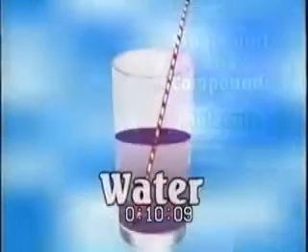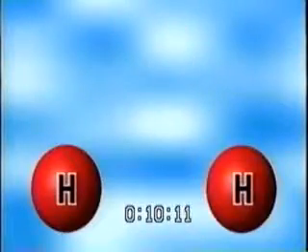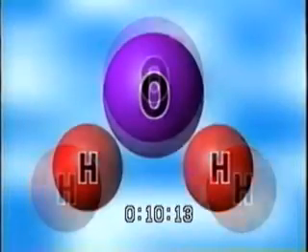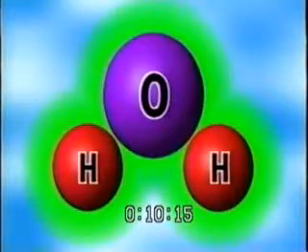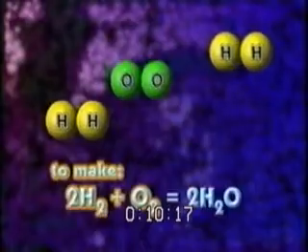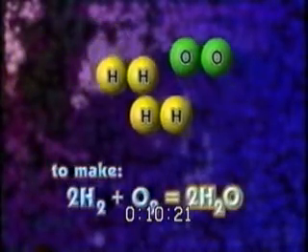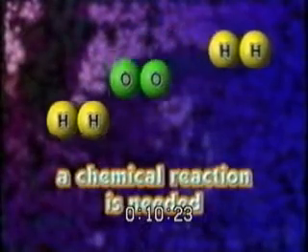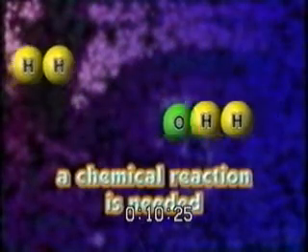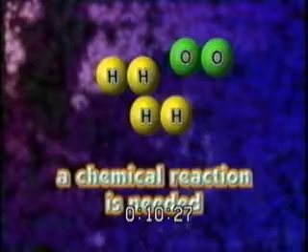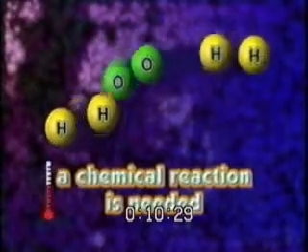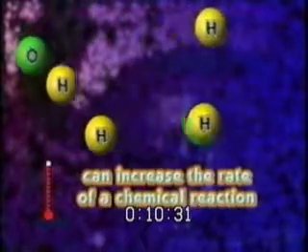In the case of water, 2 hydrogen atoms and 1 oxygen atom combine through a chemical reaction and form a water molecule. In order for oxygen and hydrogen to come together to form water molecules, a chemical reaction has to make the atoms move from their original combinations to form new combinations. An increase in temperature can increase the rate of a chemical reaction.